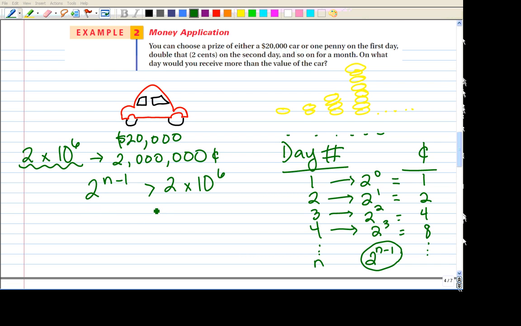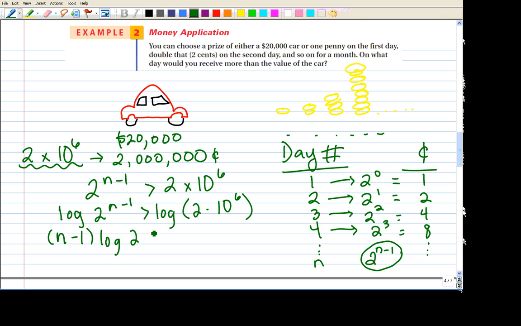Okay, so what I'm going to do here is take the log of both sides. So I'm going to have log of 2 to the n minus 1 is greater than log of 2 times 10 to the 6th. Now in this first part, I've got an exponent behind this log, so I can move that to the front. So I'll have n minus 1 times log of 2. And on the right hand side, I've got multiplication, so I can split that into 2 logs being added. So I'll have log of 2 plus log of 10 to the 6th.